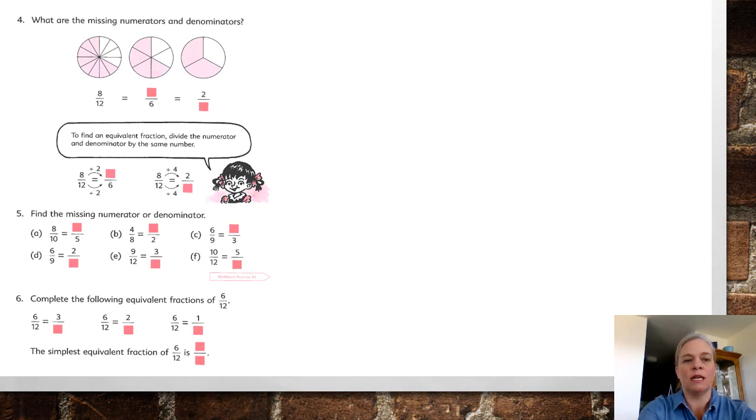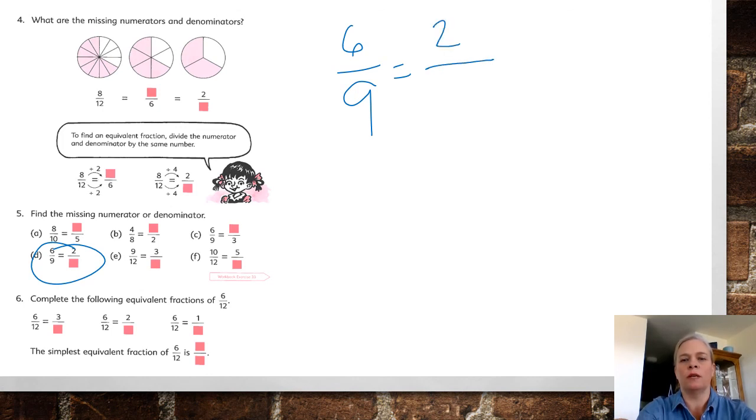So let's try this. We're going to look at 6/9 is equal to 2 what? They want us to have 2 in the numerator, and we're looking for what goes down here. Remember, your thought bubble is, how do I go from 6 to 2? If I do 6 groups of something, there's no way with a whole number that I'm going to get 2. So that's not going to work.